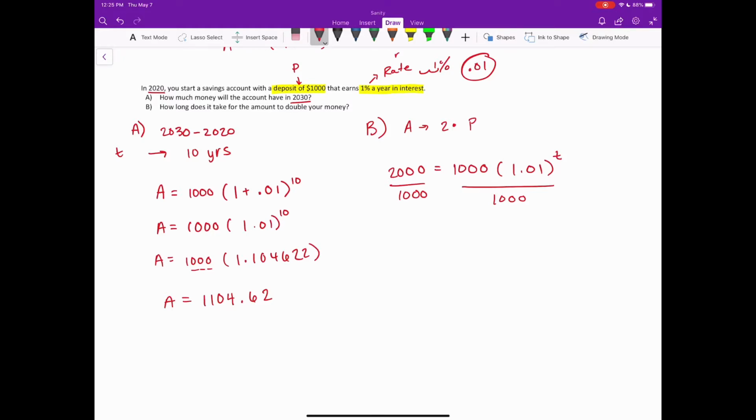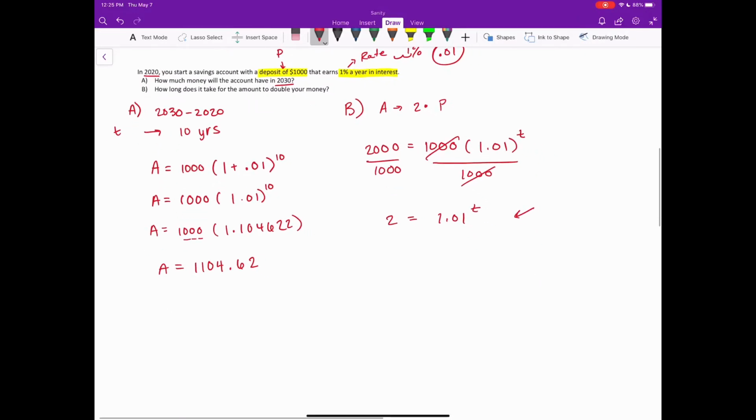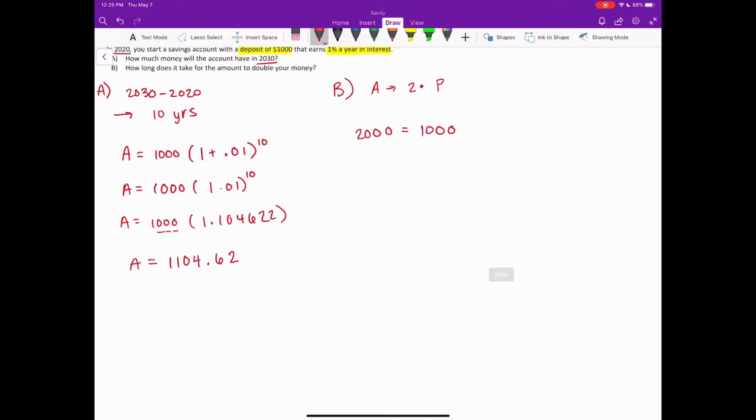2,000 over 1,000 simplifies down to 2, equals 1.01 to the power of t. Now this is a simple exponential that I can write in logarithm form. So I'm going to do that. I have a log base 1.01 of 2 has to be equal to my exponent. And then I can use the change of base formula to figure out what that side is.